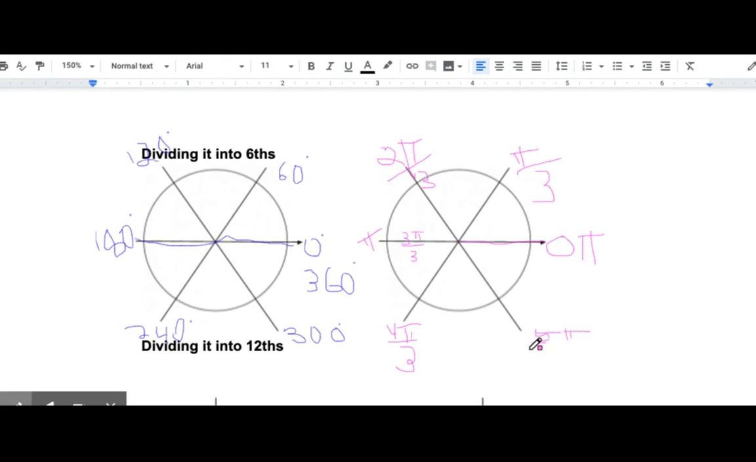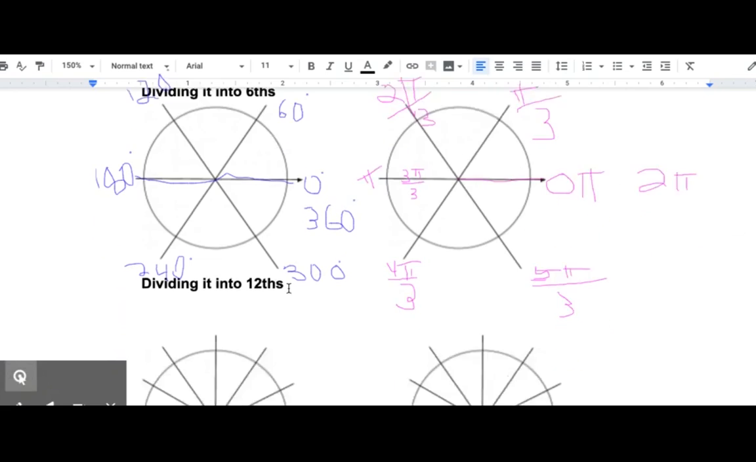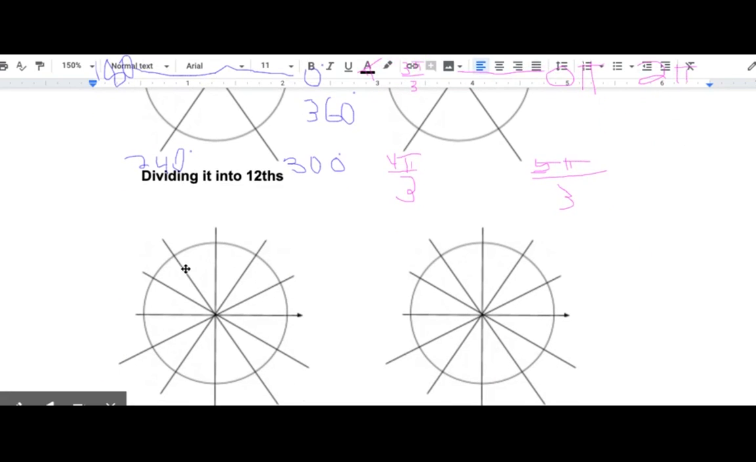Wow. Writing on the computer is hard, y'all. Right, and one more would be 6 pi over 3, but remember 6 pi divided by 3 just becomes 2 pi's. And then they can take these and divide these all in half too, which would divide them into 12s. See, 1, 2, 3, 4, 5, 6, 7, 8, 9, 10, 11, 12.